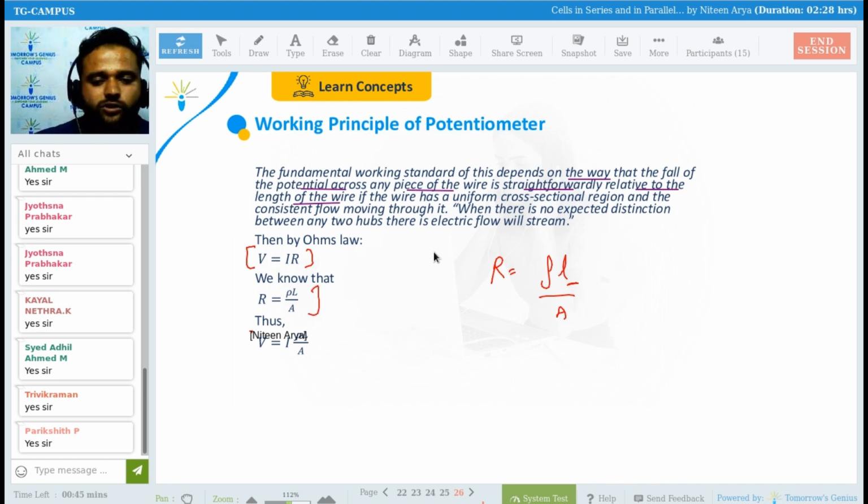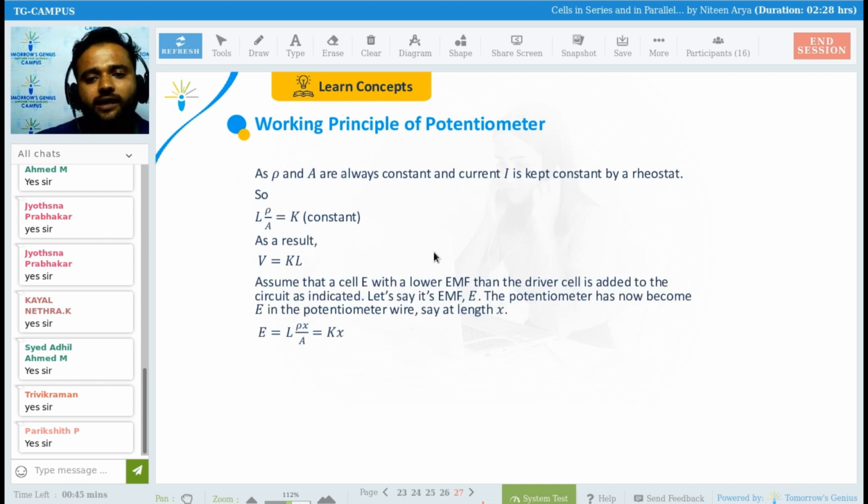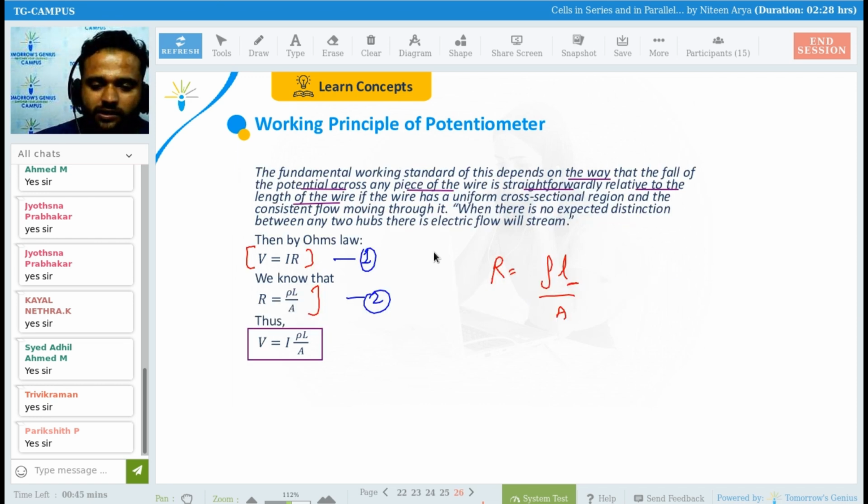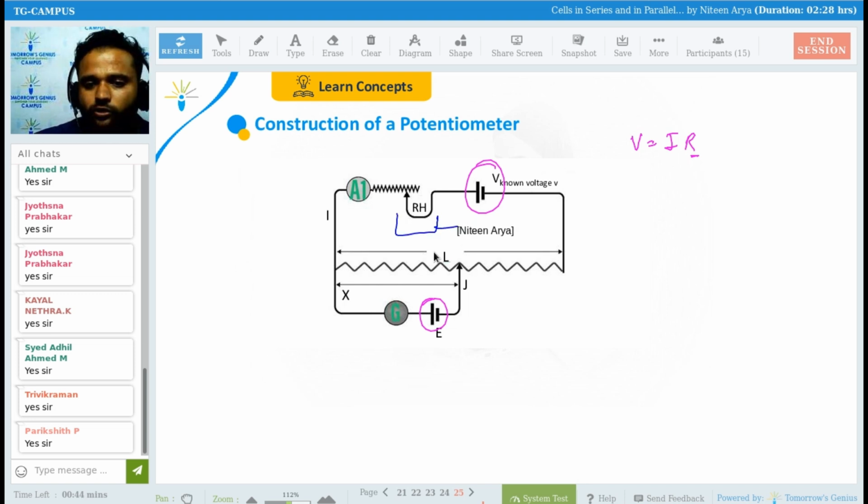We know that resistance is this. Suppose this is formula number 1 and this is formula number 2. I am just putting the resistance formula of formula number 2 into formula number 1. So I get V equals I rho L by A. Instead of V equals IR, now my potential voltage is dependent on length and current, and that's what I want. Now, rho and A are always constant, and current I is kept constant by a rheostat. What is the meaning of this? This I is constant. What is a rheostat? A rheostat is a changeable resistance, this RH. I is going to be constant with this.